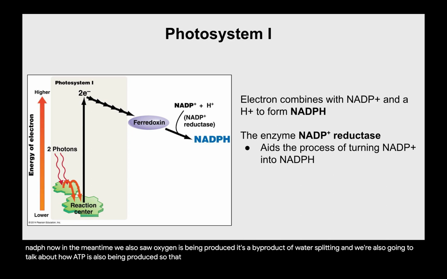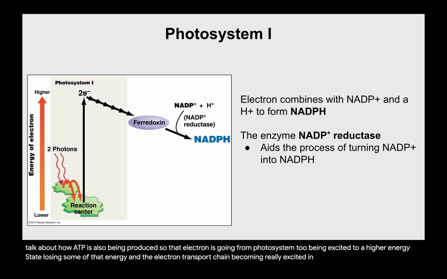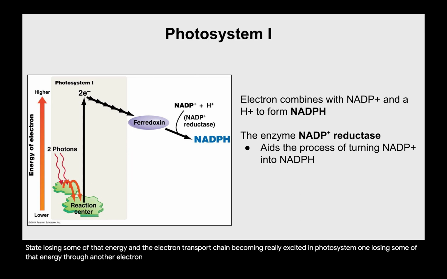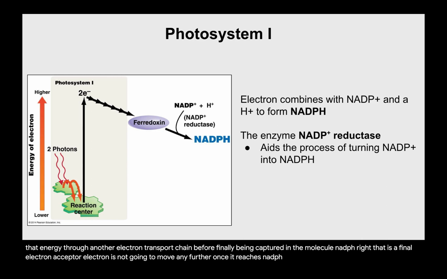So that electron is going from photosystem 2, being excited to a higher energy state, losing some of that energy in the electron transport chain, becoming re-excited in photosystem 1, losing some of that energy through another electron transport chain, before finally being captured in the molecule NADPH. That is the final electron acceptor. Our electron is not going to move any further once it reaches NADPH.